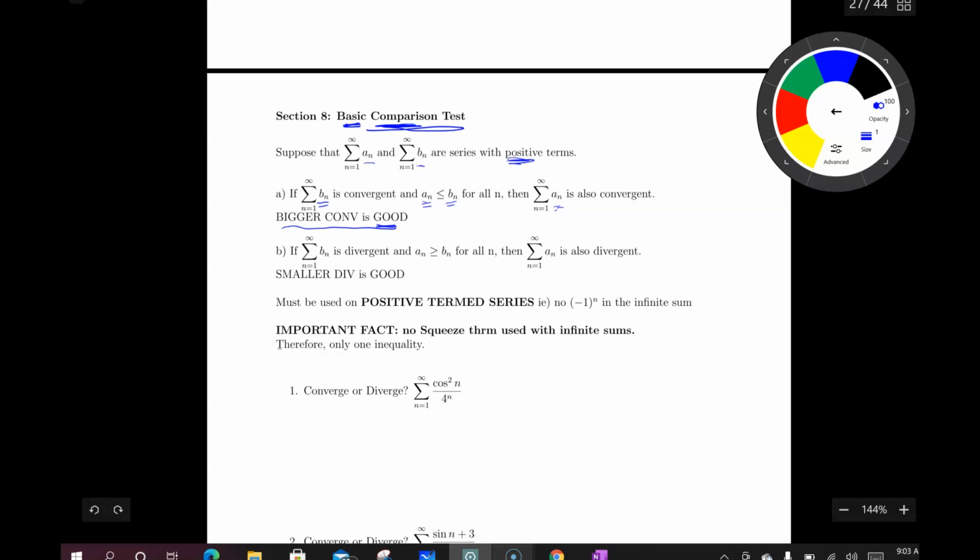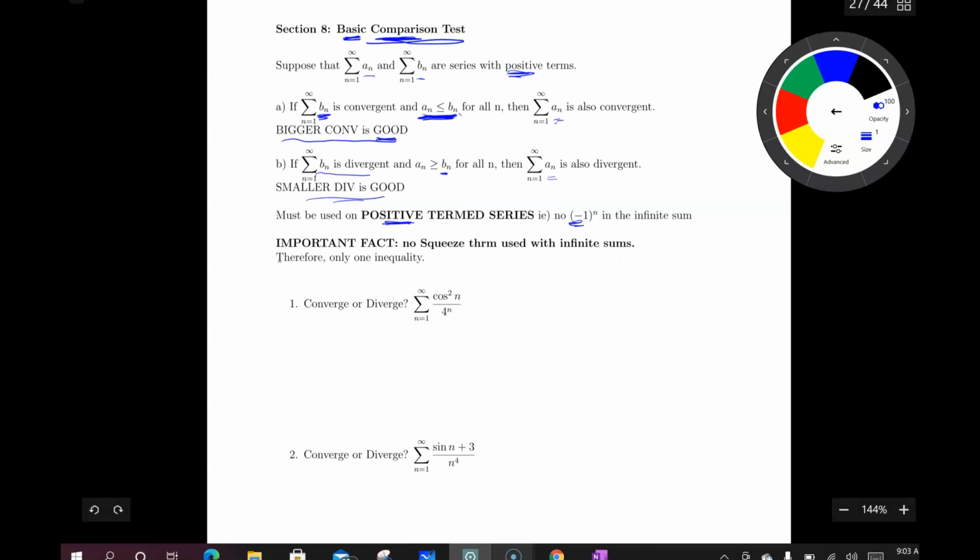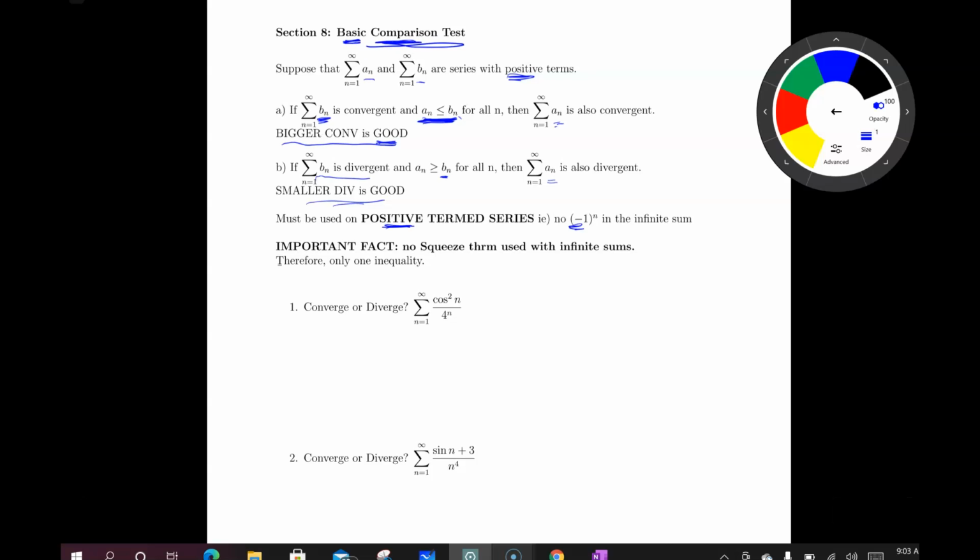If I compare the two, I have to have a comparison between the two terms, and if the larger sum converges, I get that the smaller sum converges. If I have this B sub n diverges and B sub n is the smaller sum, then the larger one will diverge also. So the smaller diverging is good. And we kind of went over this with a whole bunch of pictures before. So again, positive term series, so it cannot be any negative ones in the sum. And I said no trig functions, but we have to make sure they're positive.